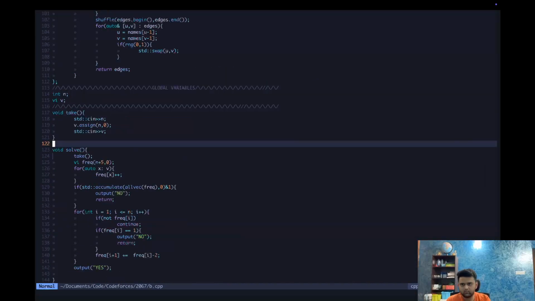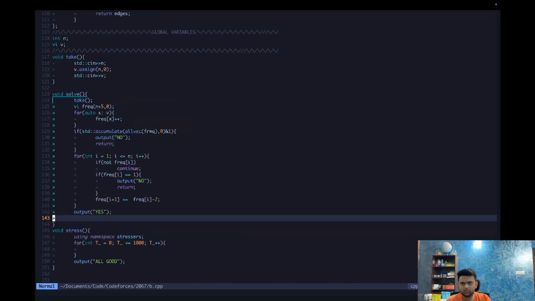And for B, I had two options. If there's an odd number of numbers, then it's not possible. If there's no number, I just continue, and if there's just one, then I can't split it, nor can I increase it. And if not, I just leave two behind. One would go to the A array, one would go to the B array, and then the rest would move forward.